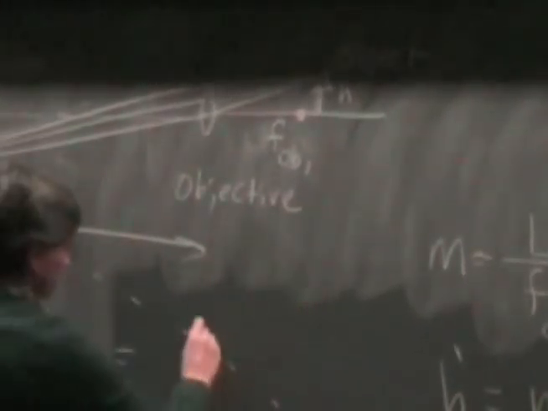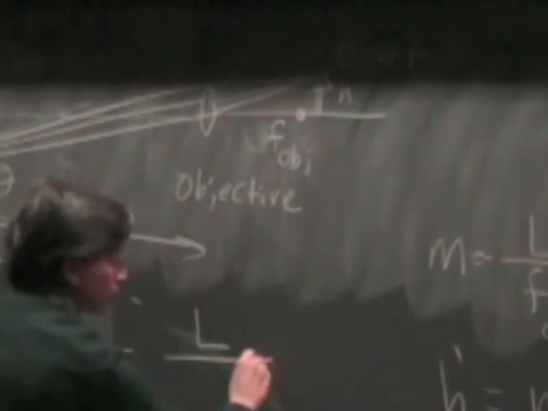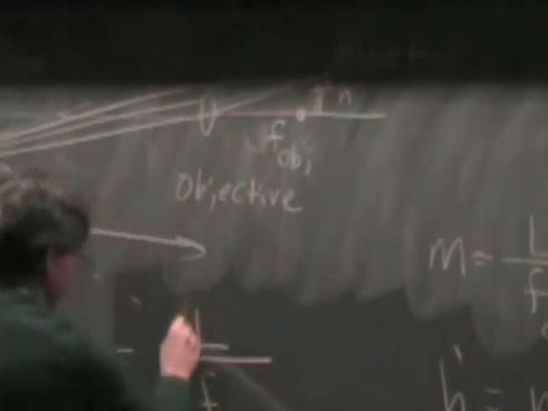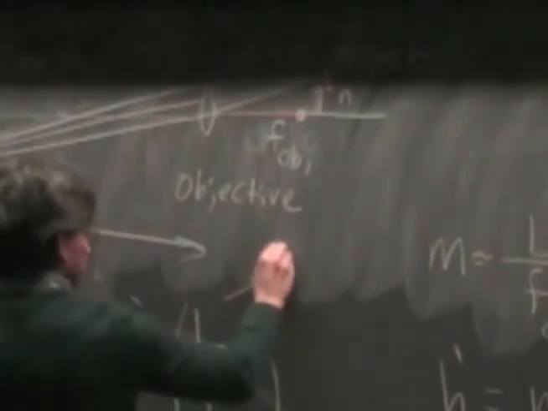So I put that there, m times bigger than h, divided by the f of the eyepiece. And we know that m is going to be close to L over f of the objective. This is your m. And we multiply by h and we divide by f of the eyepiece. That's how big the image of that object is going to look when you're using a microscope.